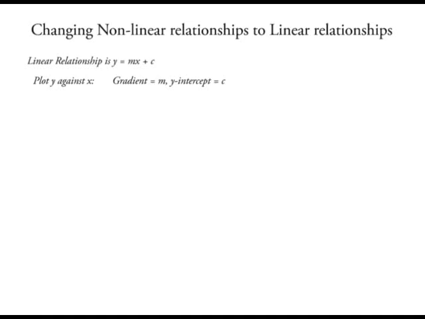Suppose I had an equation a is equal to kx squared plus h, where k and h are constants. If you relate it to y is equal to mx plus c, a relates to y, k to m, x squared to x, and h to c. So if we plot a against x squared, the gradient will be k and a-intercept will be h.